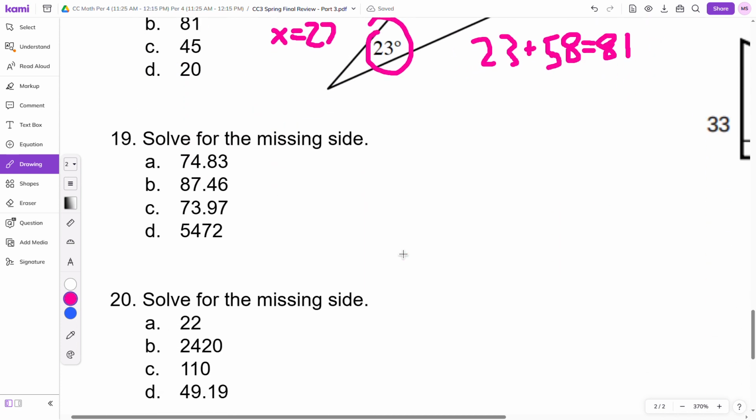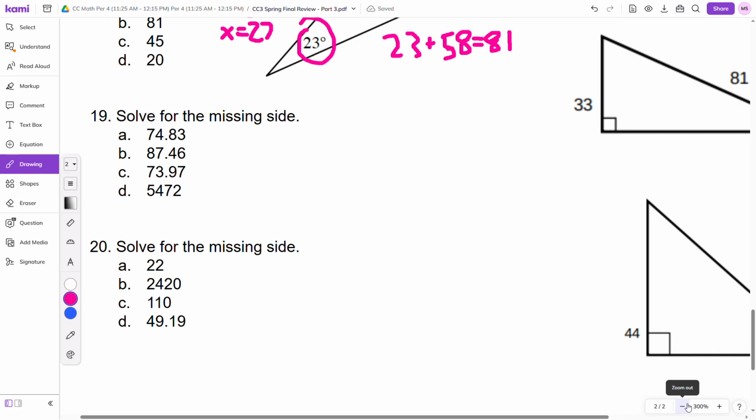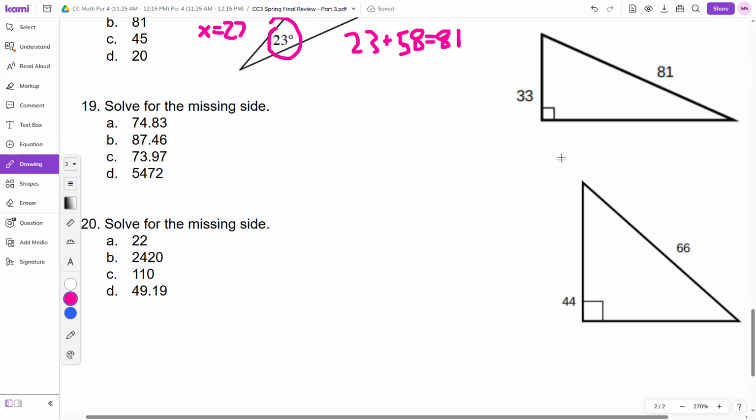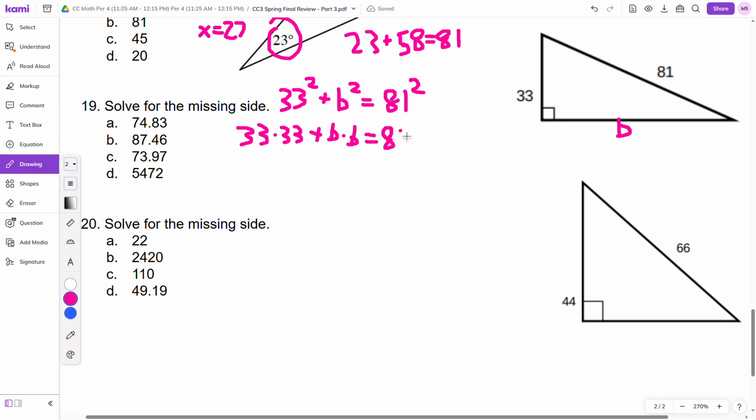Number 19. Solve for the missing side. What missing side? Well, there's a triangle over here. So we have 33 and 81, and so we have some side here, b. And so this is 33 squared plus b squared equals 81 squared. And those are some big numbers, so I hope you have a calculator handy so you can do this. Squaring just means you multiply by itself. And I saw some of you guys write this out on your thing, so I'll do the same thing for you. So this is 33 times 33 plus b times b equals 81 times 81, if that helps you guys.